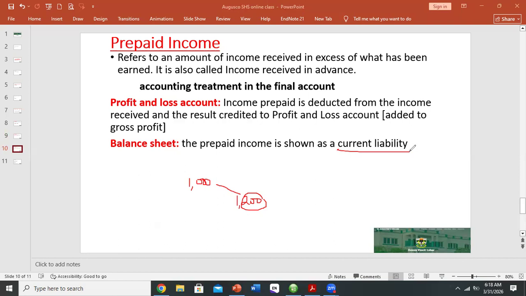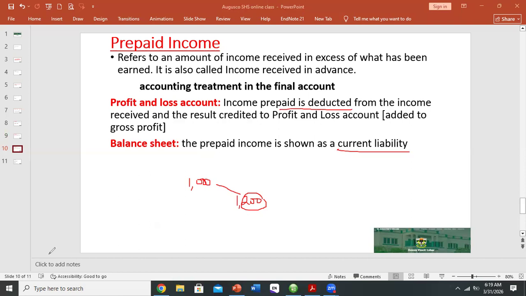And for that matter, you would hold the 50 cedis as not yours because daddy can say, hey, give me back the excess. Or he can hold it against the next month's chop money. So in the balance sheet, it is shown as a current liability. And again, since it is not our income, in the profit and loss account, we deduct it from our income.